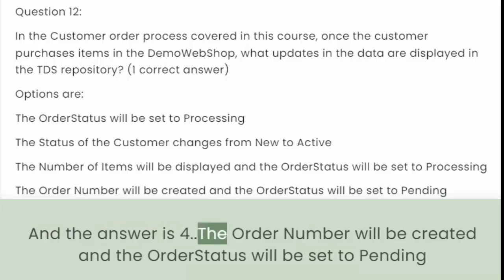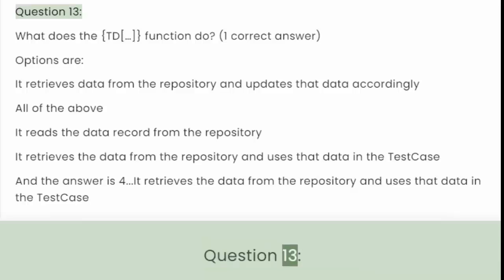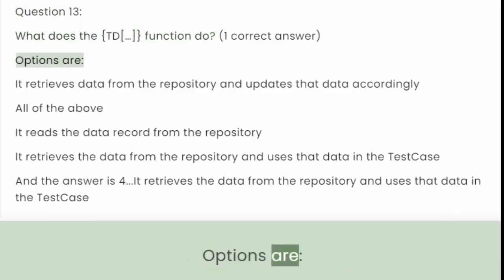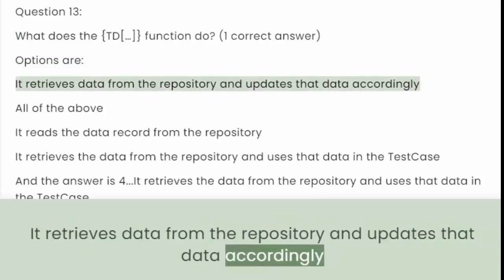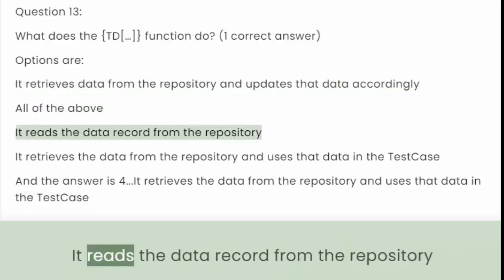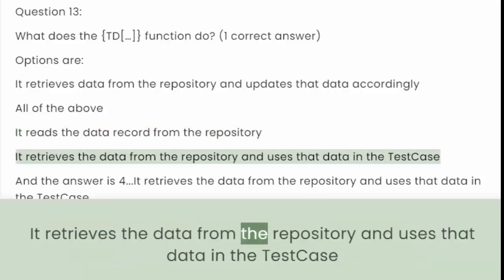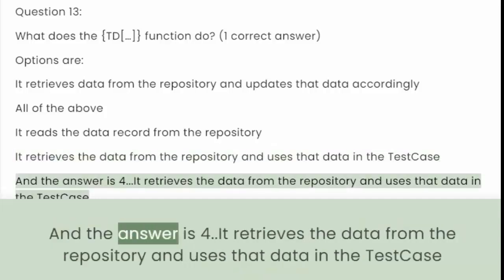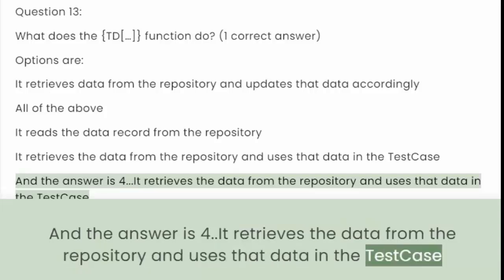And the answer is 4, the order number will be created and the order status will be set to pending. Question 13. What does the function do? Options are: it retrieves data from the repository and updates that data accordingly; all of the above; it reads the data record from the repository; it retrieves the data from the repository and uses that data in the test case. And the answer is 4, it retrieves the data from the repository and uses that data in the test case.